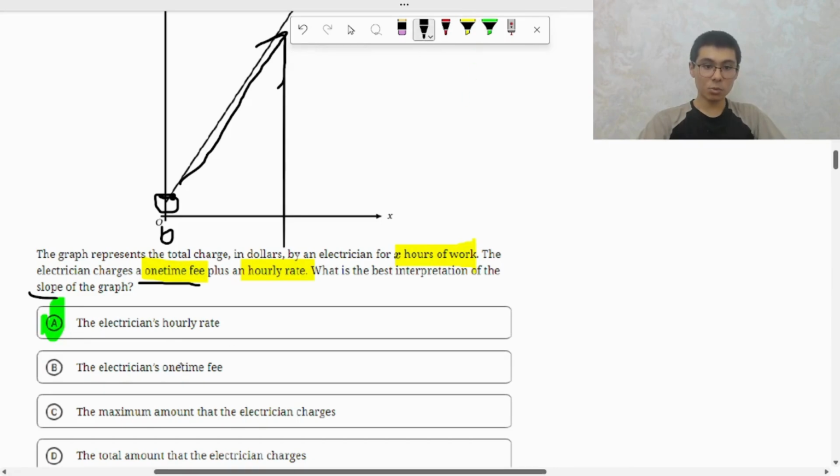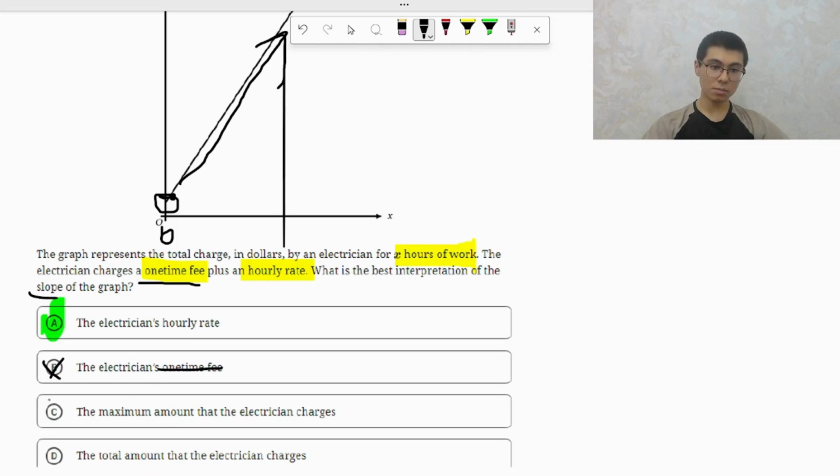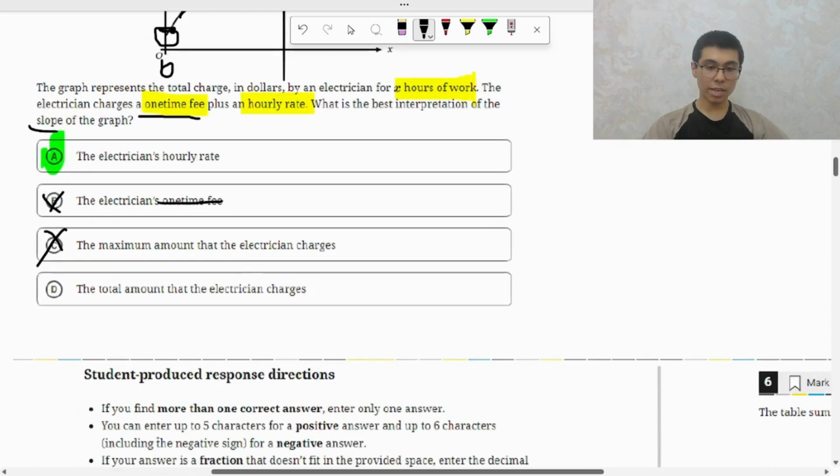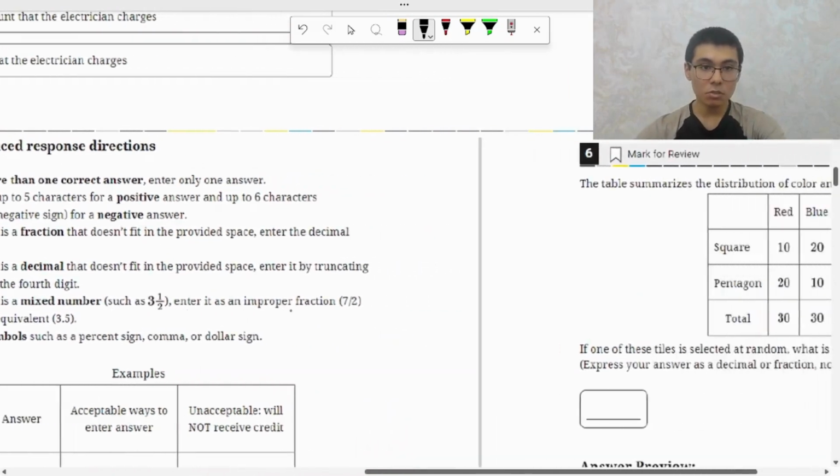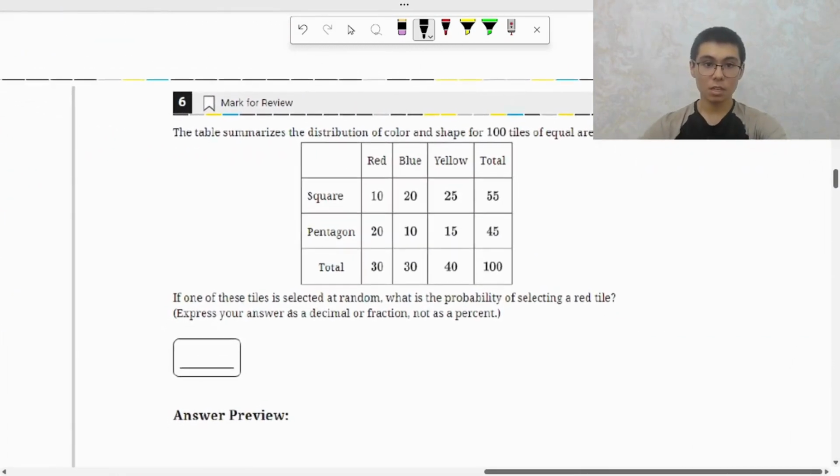B, the electrician's one-time fee, as I said, it's y-intercept. B is wrong. C, the maximum amounts that the electrician charges? No, it's more like a vertex. The total amounts that the electrician charges? No.